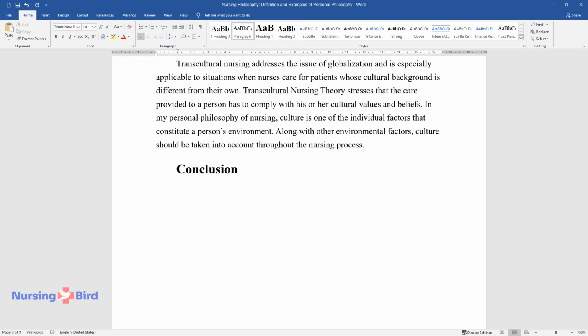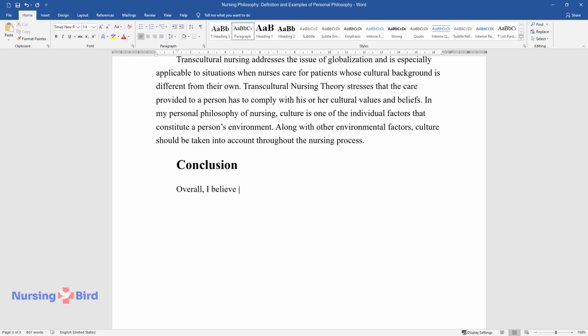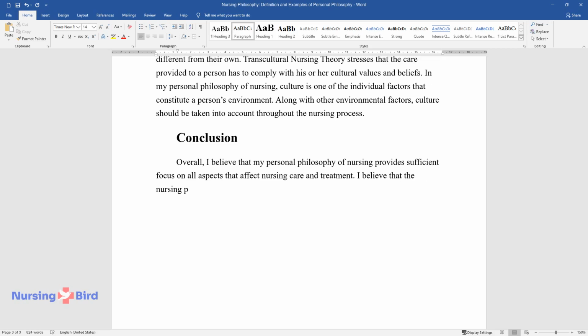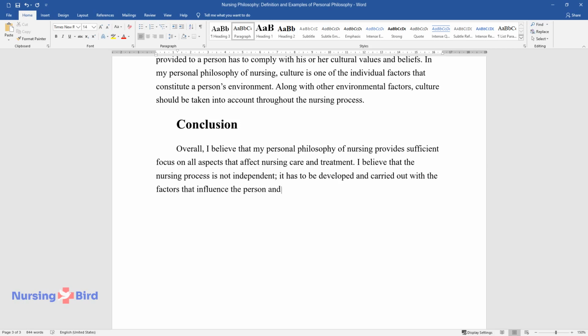Conclusion. Overall, I believe that my personal philosophy of nursing provides sufficient focus on all aspects that affect nursing care and treatment. I believe that the nursing process is not independent; it has to be developed and carried out with the factors that influence the person and his or her health in order to achieve better health outcomes.